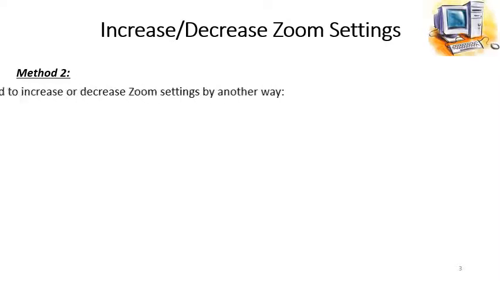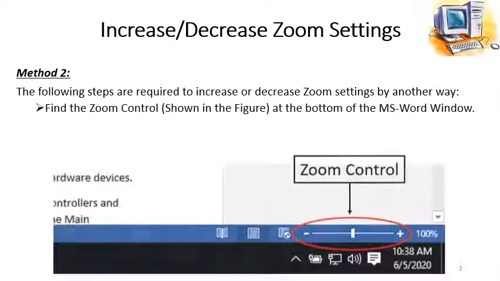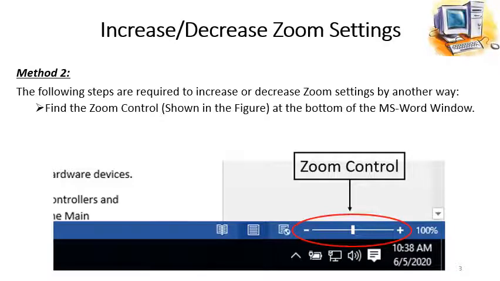Increase, decrease zoom settings. And now the second method. Method 2. The following steps are required to increase or decrease zoom settings by another way. Find the zoom control shown in the figure, which is encircled by a red circle. That is the zoom control shown in the figure at the bottom of the MS Word window. It was already shown in the first lesson where it is situated. It is situated on the status bar, actually at the right side of the Microsoft window.